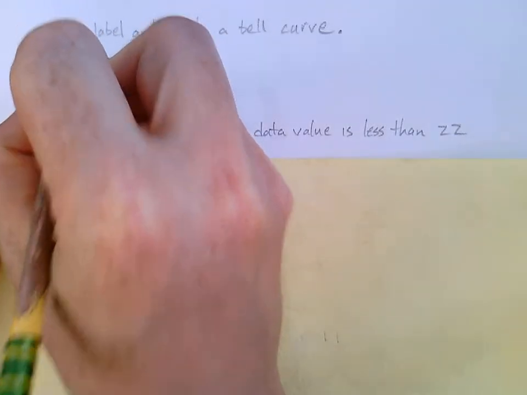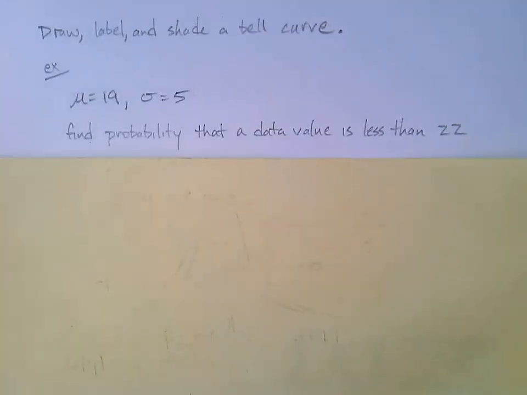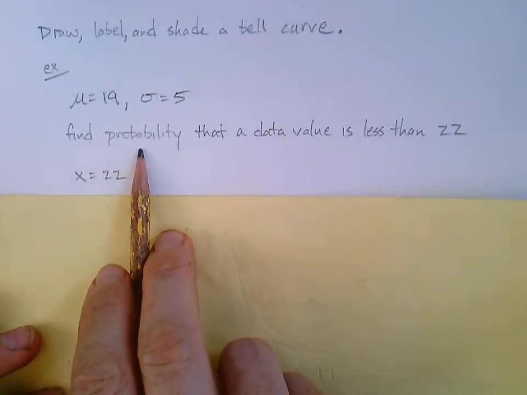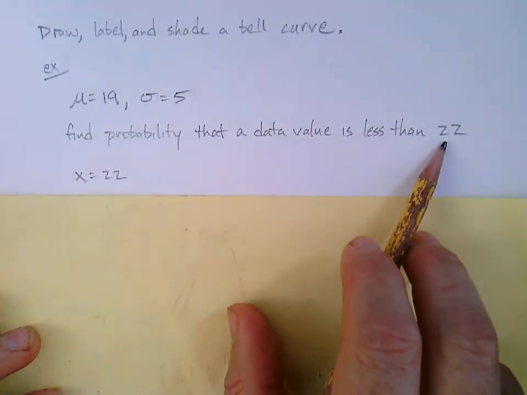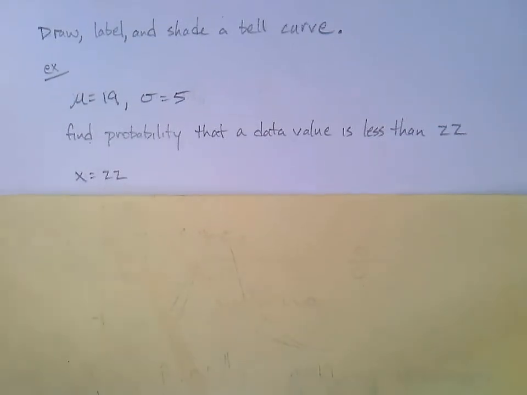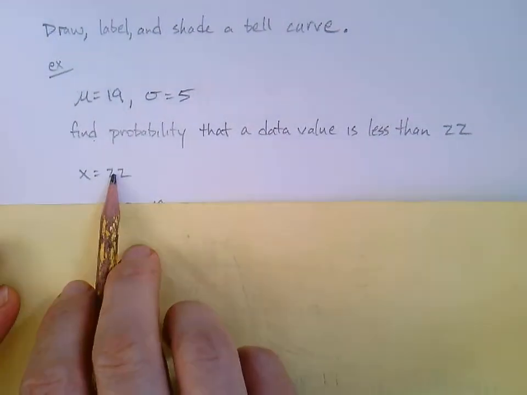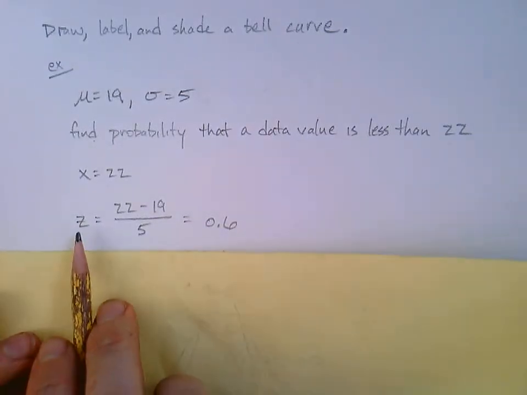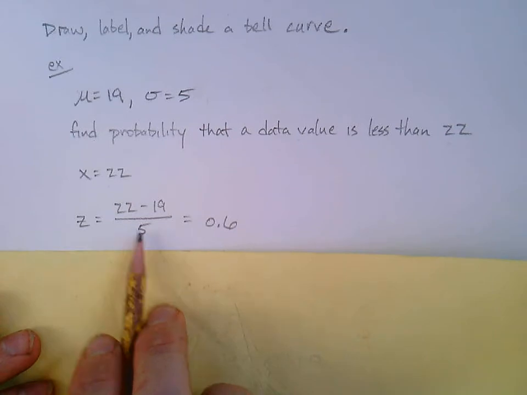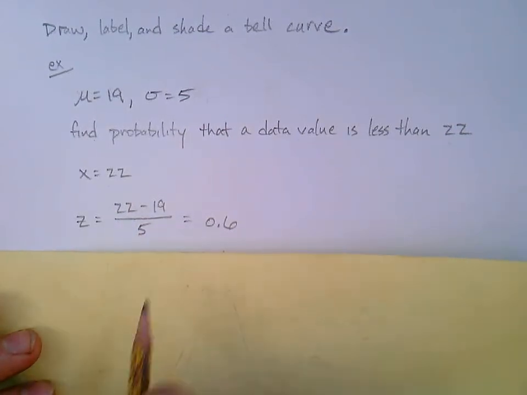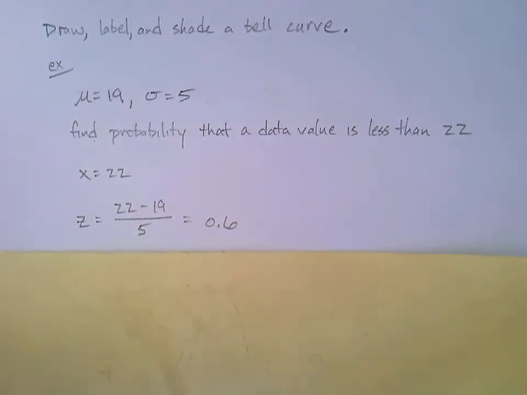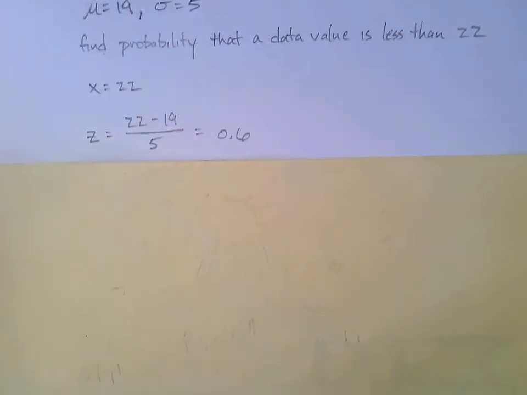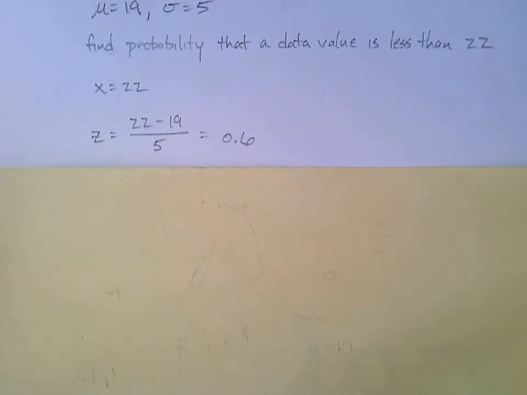I think I should have comments here. Draw, label, and shade a bell curve. Okay, so we'd say, all right, to find this probability, we recognize the data value is x. So here x equals 22. Once I know x, mu, and sigma, I calculate the z-score. So in this case, z equals x minus mu over sigma, 22 minus 19 over 5. What that turns out to be is 3 over 5, which winds up being 0.6. Usually our z-scores are not so clean and neat, but I wanted it to be for this example.